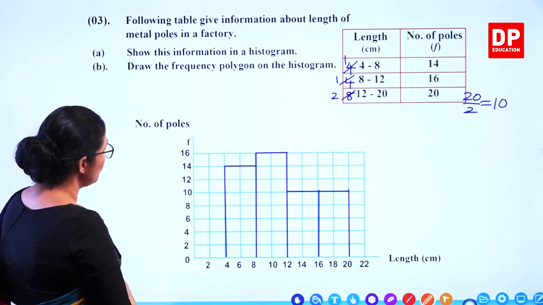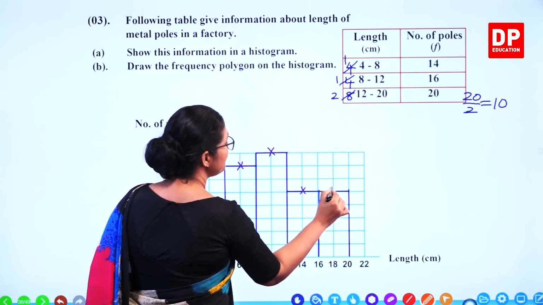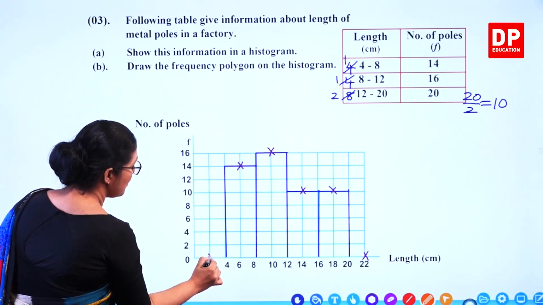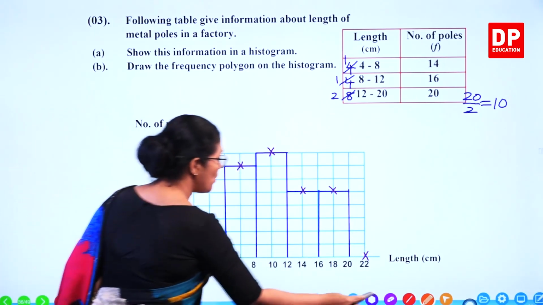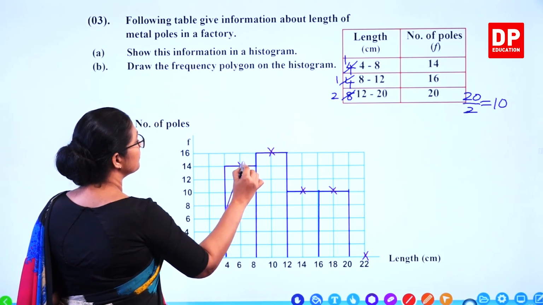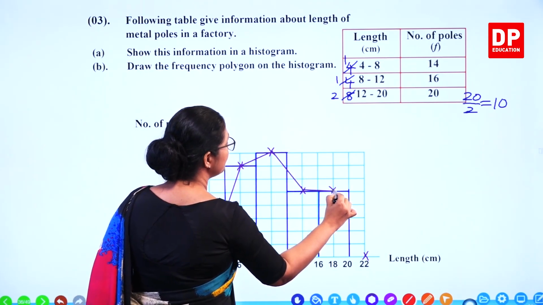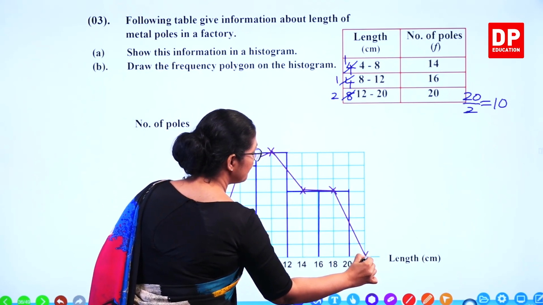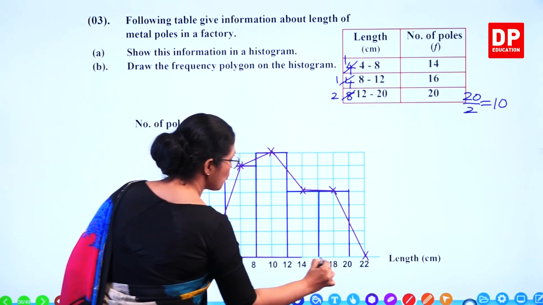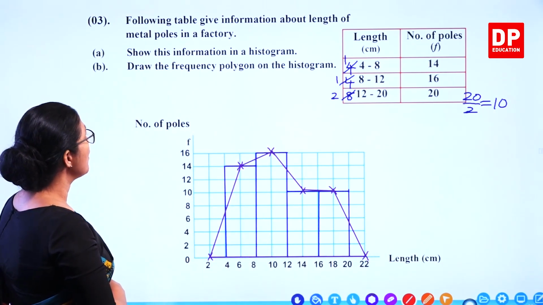Now you have to draw the frequency polygon. You take the mid values of each bar and connect to the mid value of the next one and the previous one. Now take the ruler and connect. That's the frequency polygon. Polygon means closed figure, so make sure that you draw this line as well. So this is the frequency polygon.